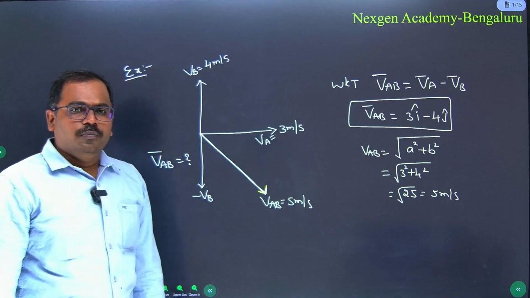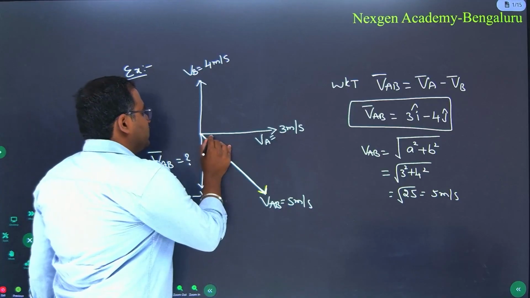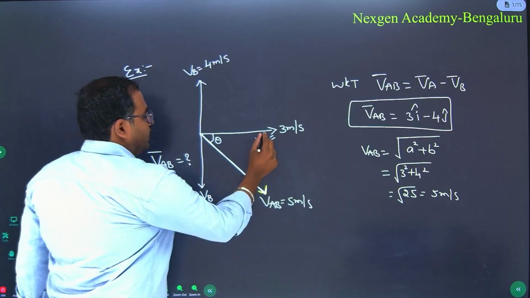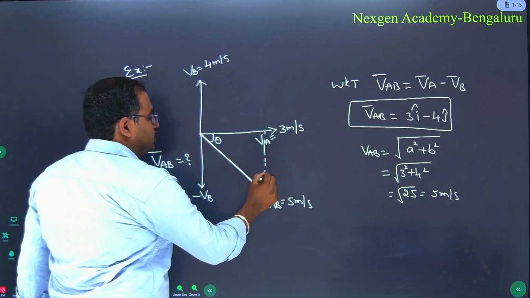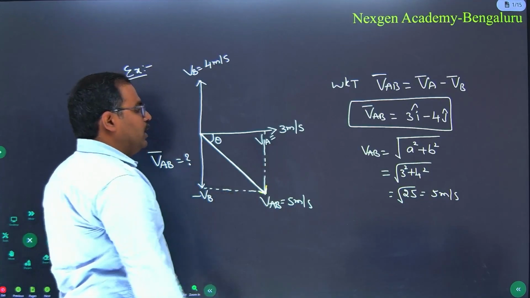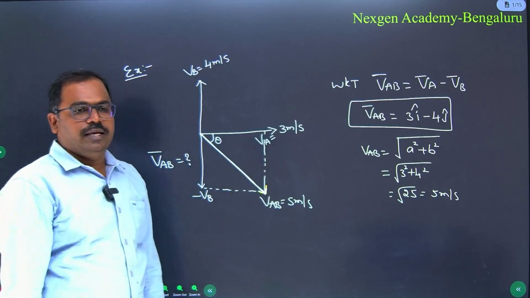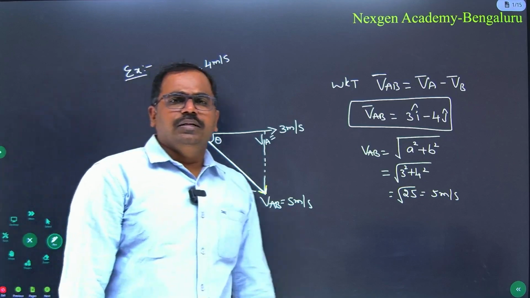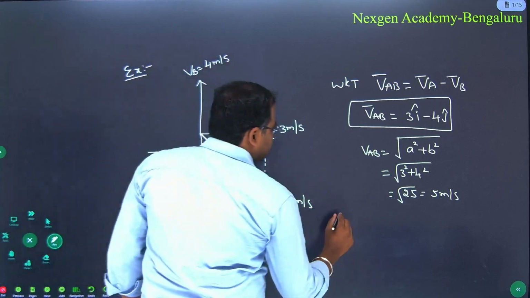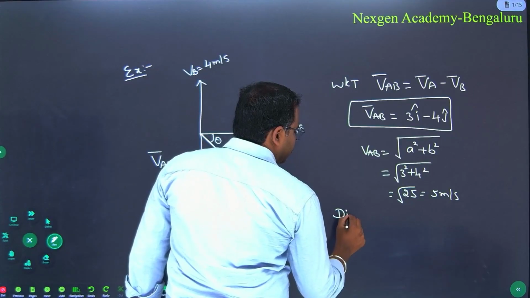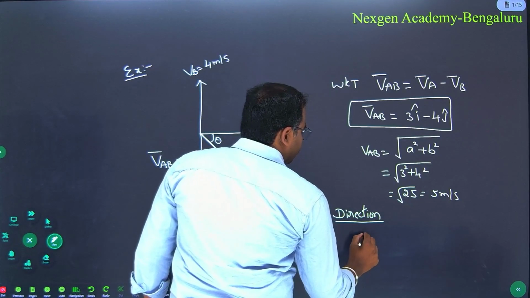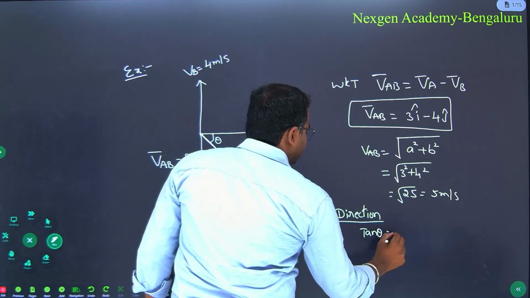Sometimes they'll ask the question, what's the direction of this relative velocity? To find the direction, use the concept of tan theta. What's the usual formula? Tan theta is equal to opposite side by adjacent side.